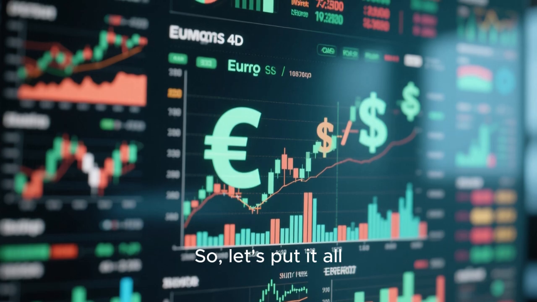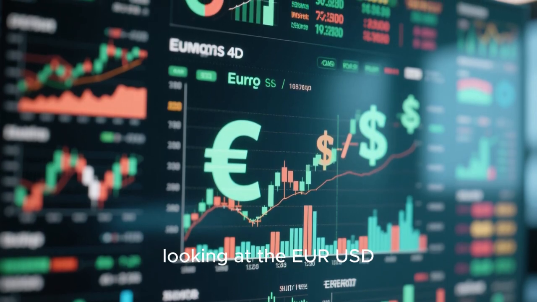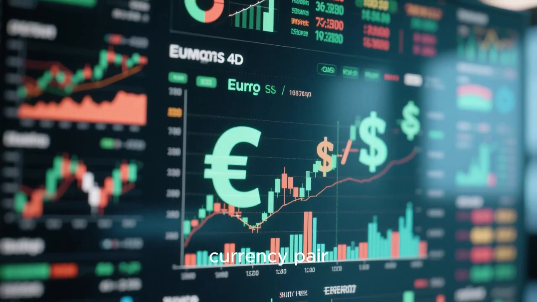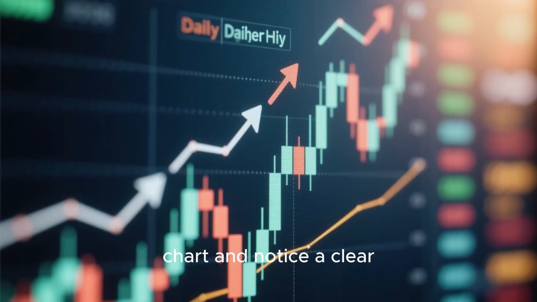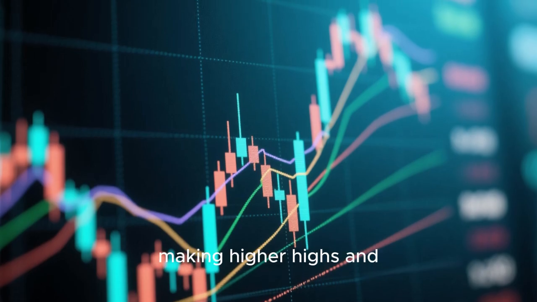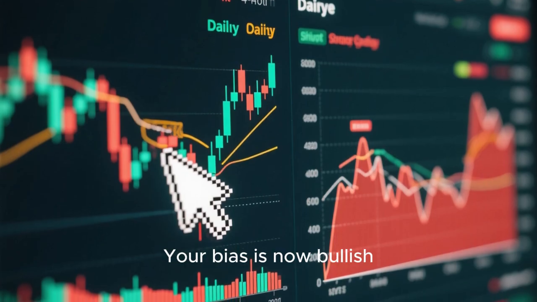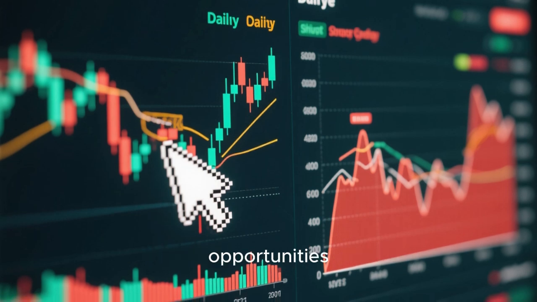So, let's put it all together with a classic example. Imagine you're looking at the EUR/USD currency pair. You start with the daily chart and notice a clear, strong uptrend. The price is consistently making higher highs and higher lows. Your bias is now bullish. You only want to look for buying opportunities.